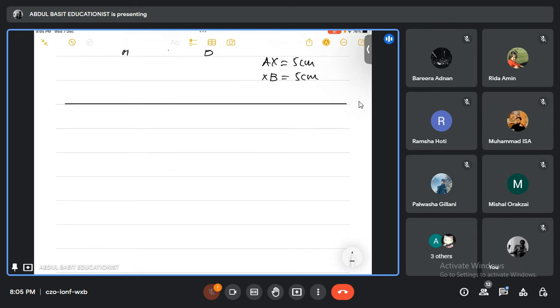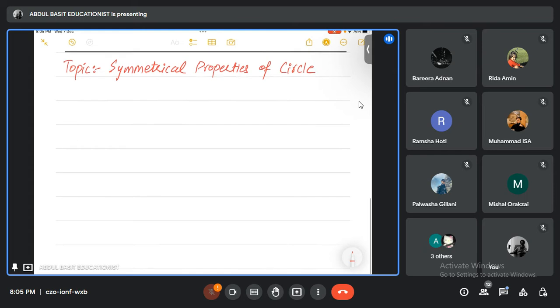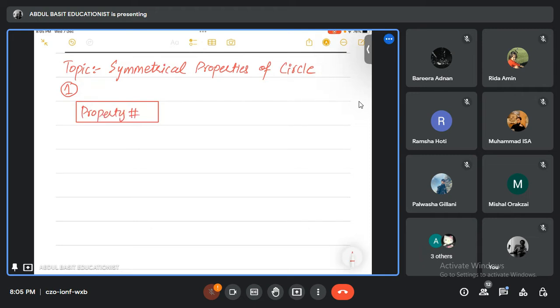Okay, so now you should know what property number one is. These are the symmetrical properties of circles. It was pretty basic before proceeding toward the questions. So the topic is symmetrical properties of circles. I'll proceed one by one. If you have any question regarding any property, you can ask me anytime. So property number one is the perpendicular bisector. What will a perpendicular bisector do in a circle? That's what we are going to study.